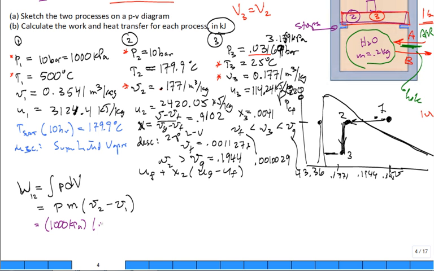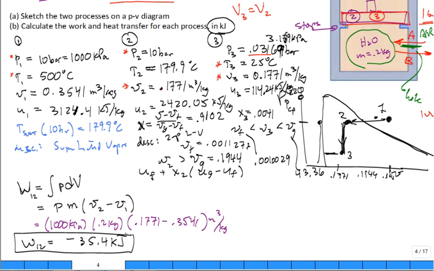I have 0.2 kilograms, and then we have 0.1771 minus 0.3541 meters cubed per kilogram, and the units will work out, and we get the work 1 to 2 is equal to a negative 35.4 kilojoules.